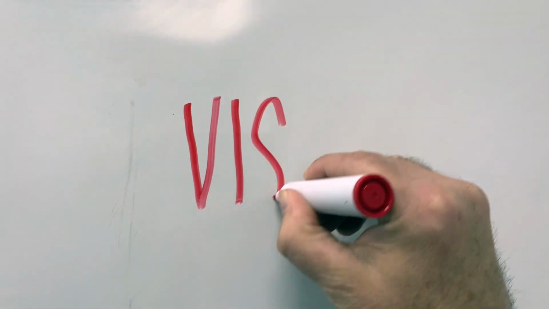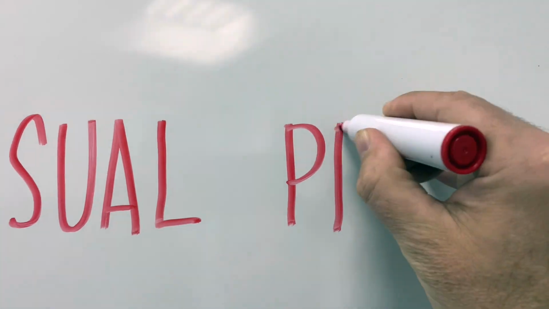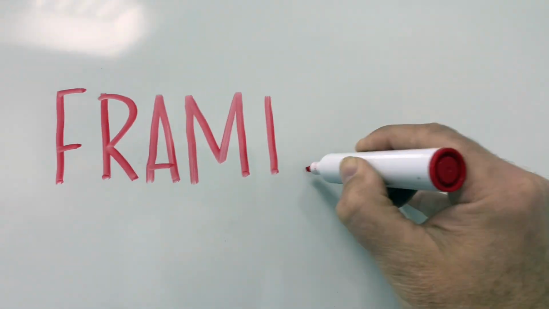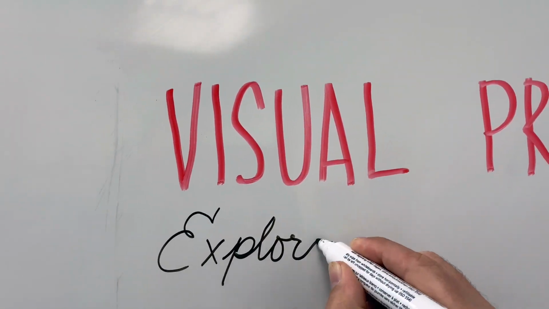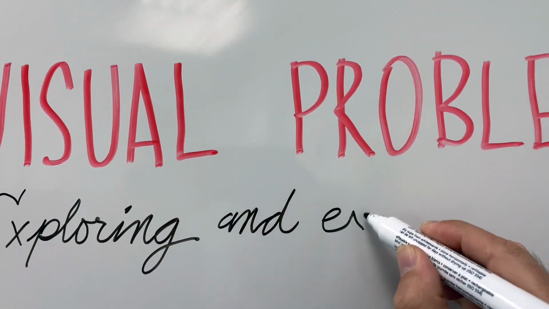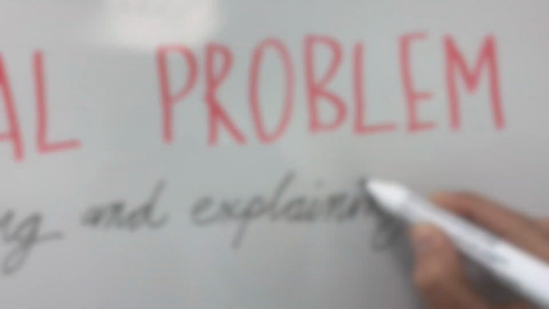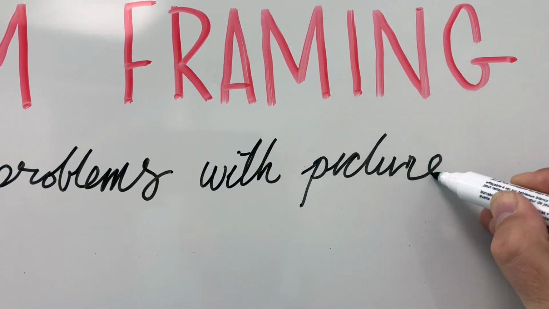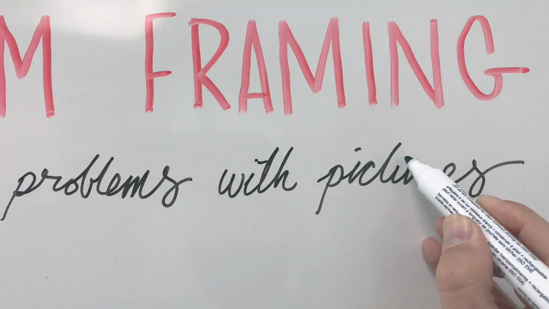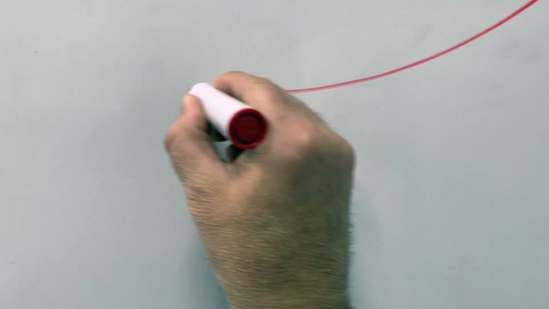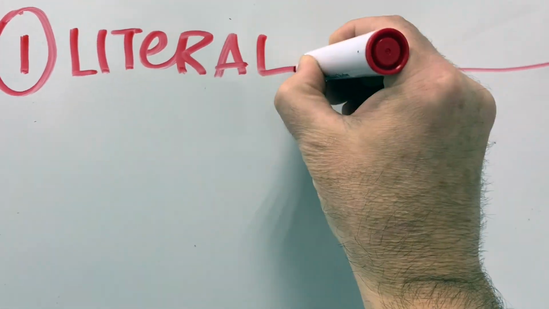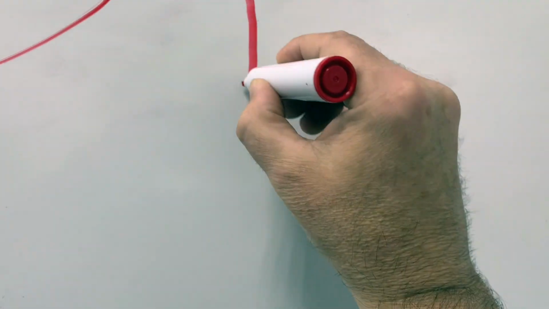Let's take a look. Now, what do I mean by visual problem framing? I think everyone can agree that we can do a lot more with pictures as well as words when we express things. And so framing problems is the same. It's exploring and explaining what's going on to each other using pictures as well as words. Now you can do this in 3 main ways, and the first thing is the literal representation of problems.